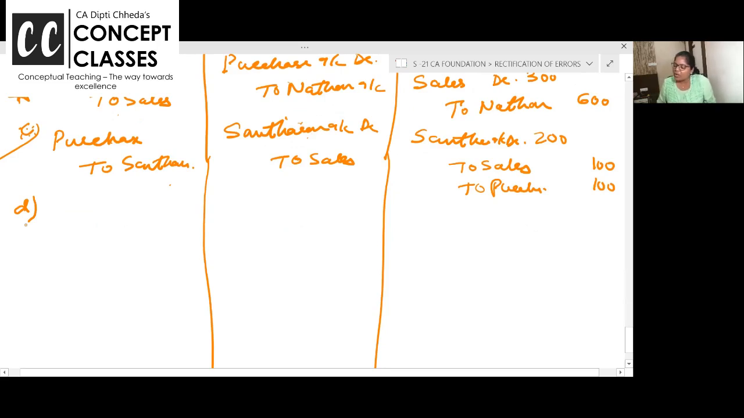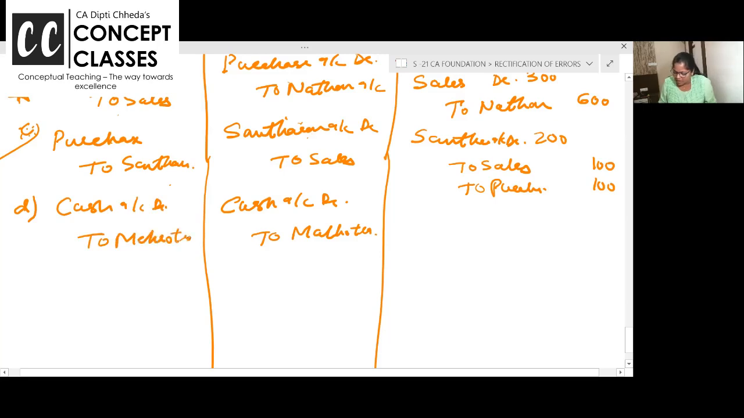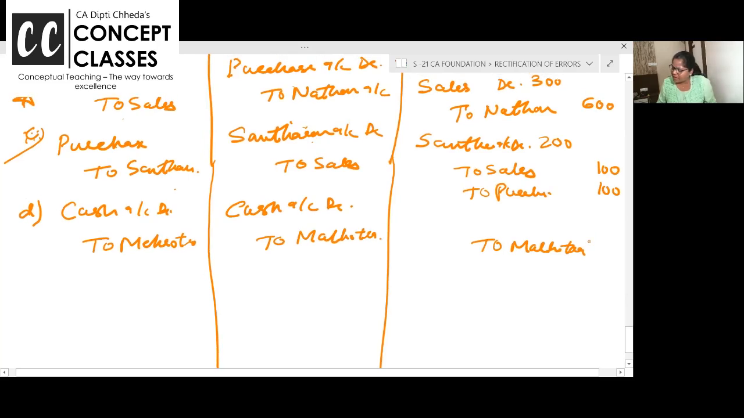150 received from Malhotra, credited to Mehrotra. So correct entries, cash account debit, and they have been received from Malhotra. But what they have done? Cash account debit to Mehrotra. So cash is correctly debited, Malhotra not credited. Cash is received from Malhotra, Malhotra not credited, now credited.